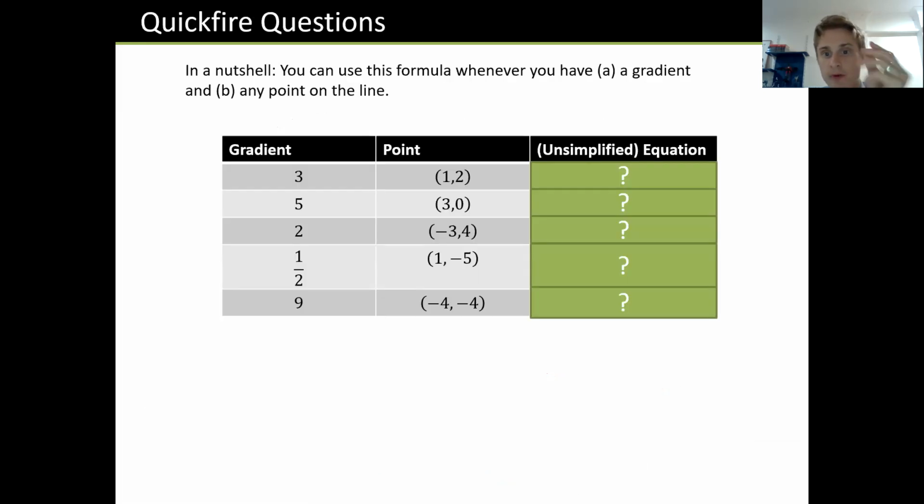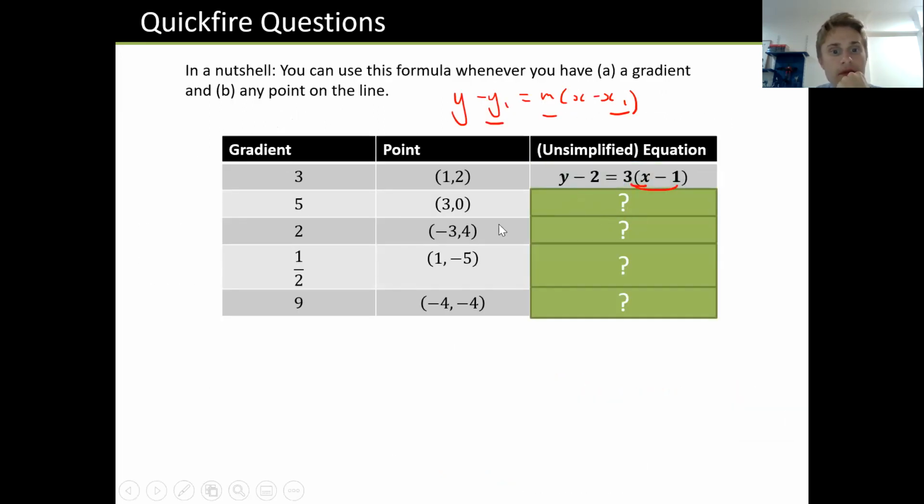So let's do this really quickly. In the back of your mind, you should have y minus y1 equals m(x minus x1). Typically we're putting numbers in here. So for (1, 2) and gradient 3 it should be y minus 2 equals 3(x minus 1). Make sure that's all in a bracket, because sometimes you might have to expand that out.